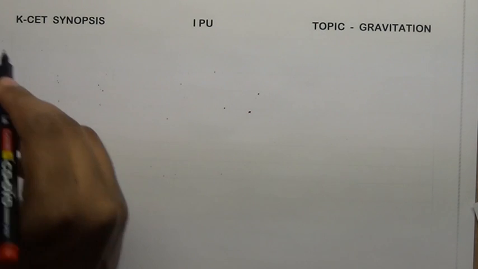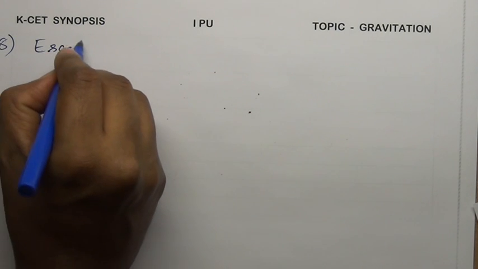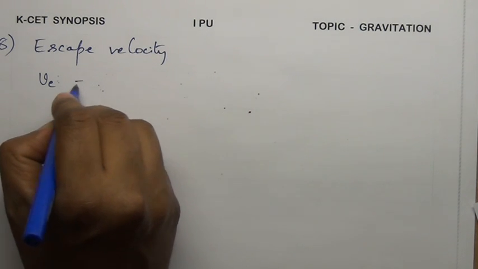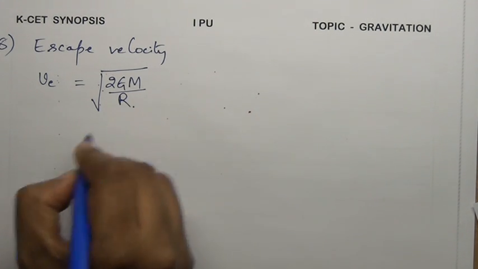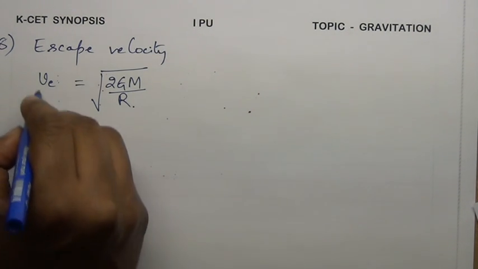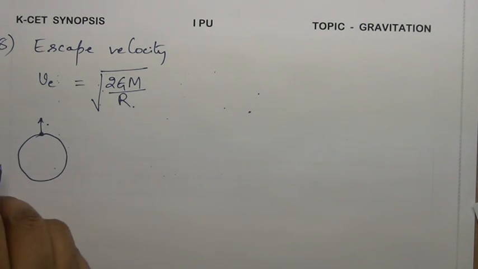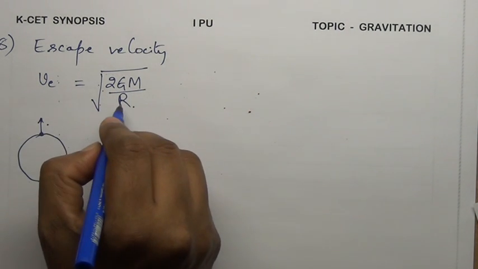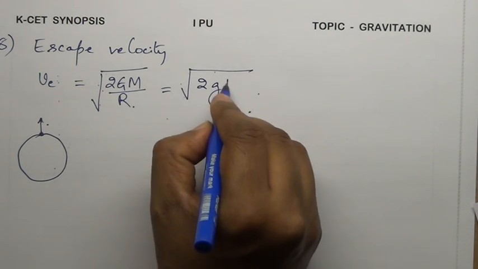Next, eighth, escape velocity. Escape velocity denoted by VE equal to root of 2GM by r. From the surface of the Earth, some object is thrown such that the object should not return. Then kinetic energy given to the object should be equal to gravitational potential energy. After simplification, we get escape velocity equal to square root of 2GM by r, or it is also equal to square root of 2gr.